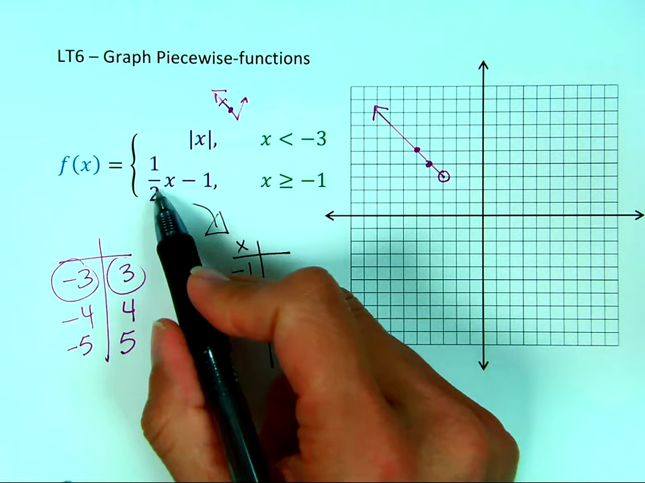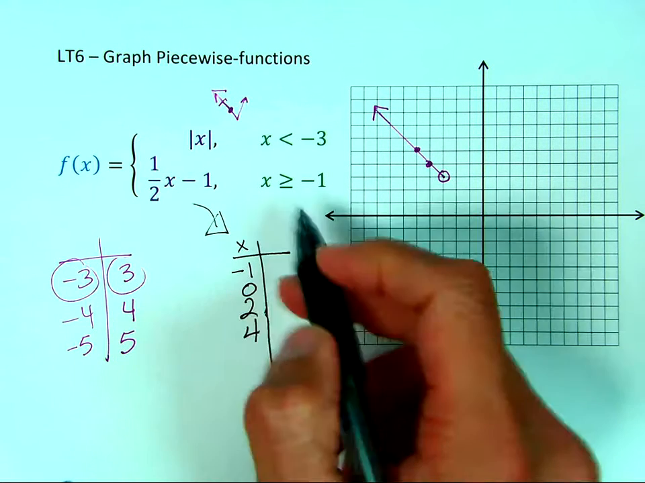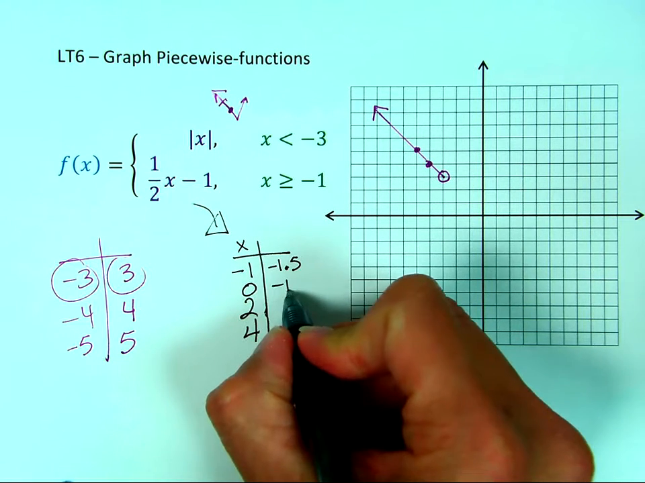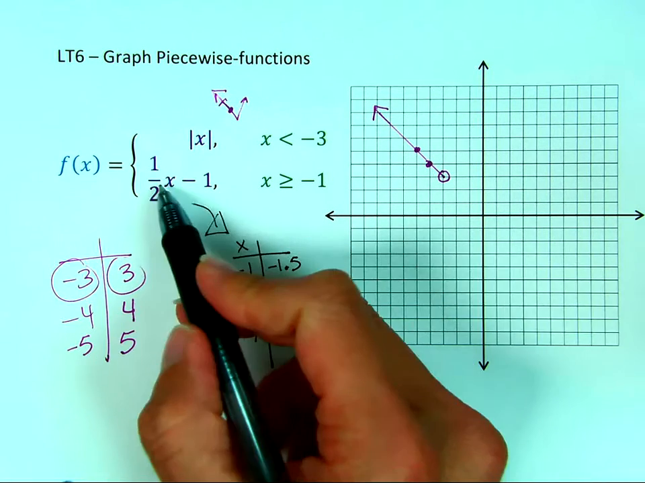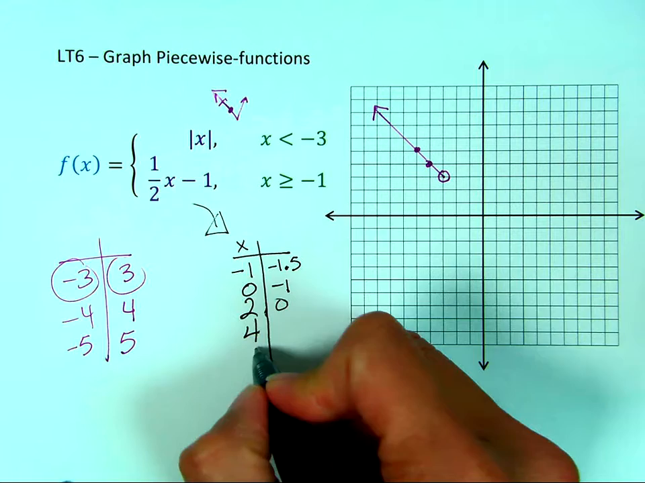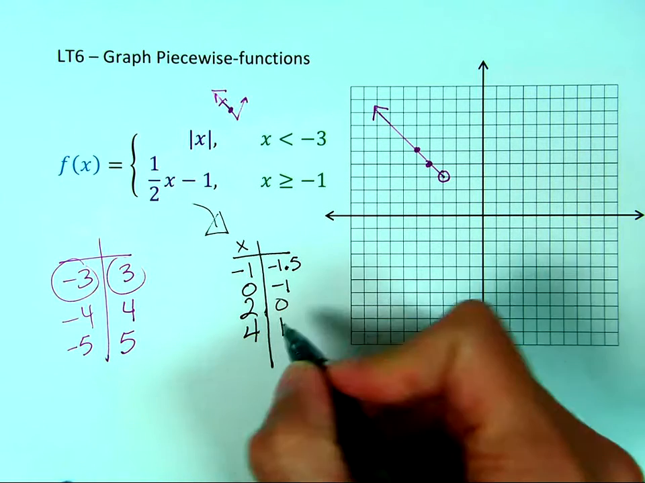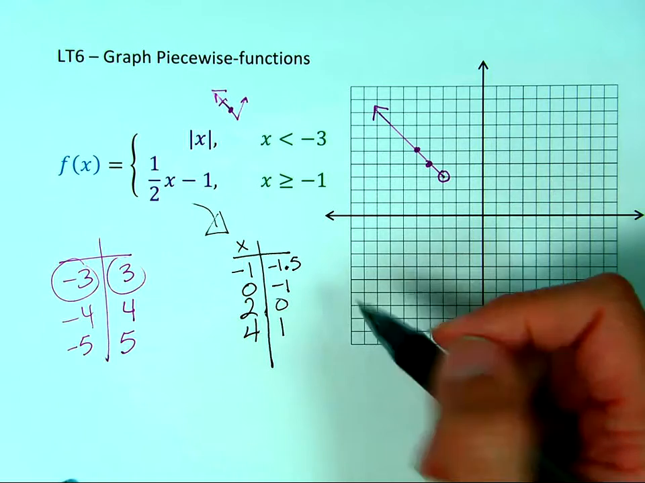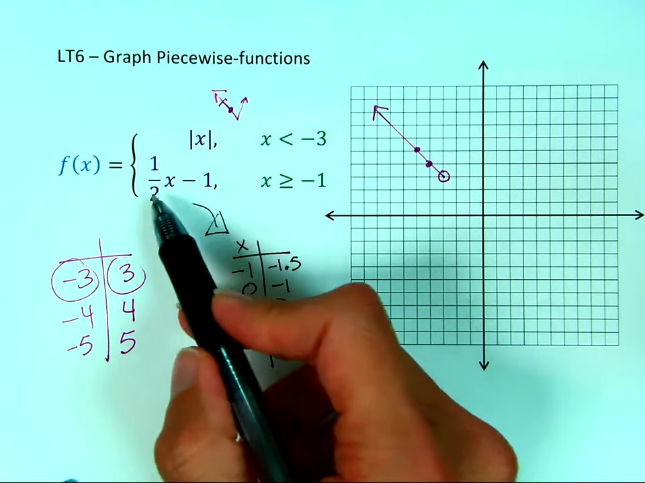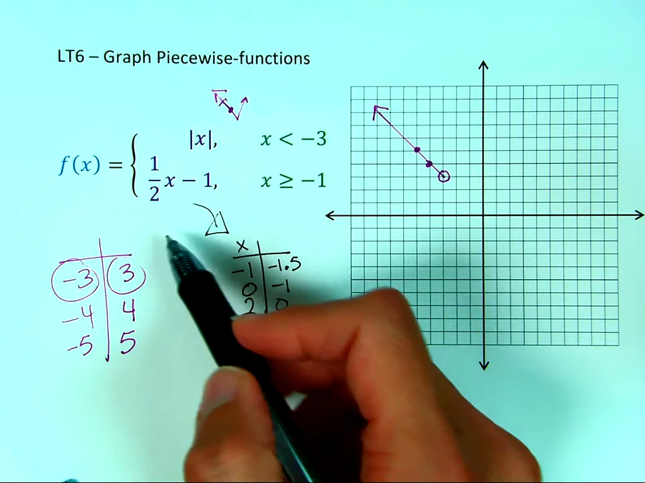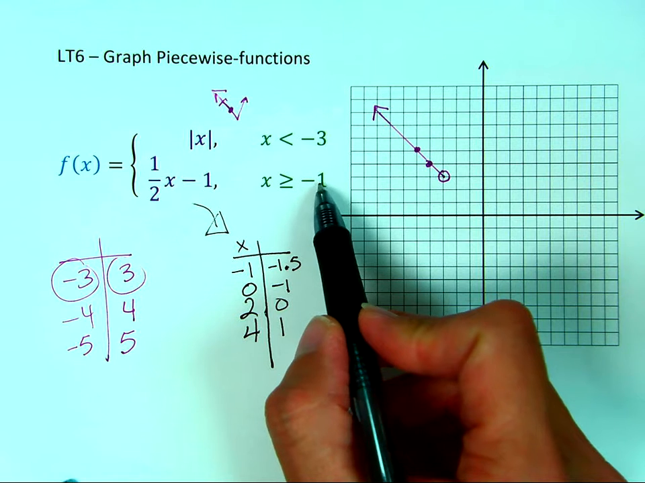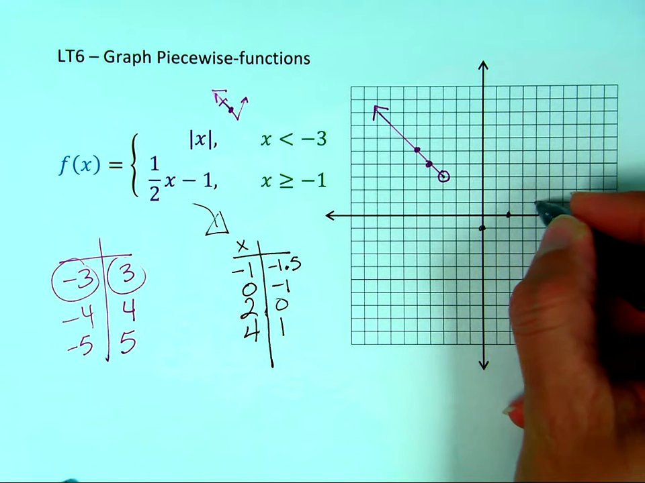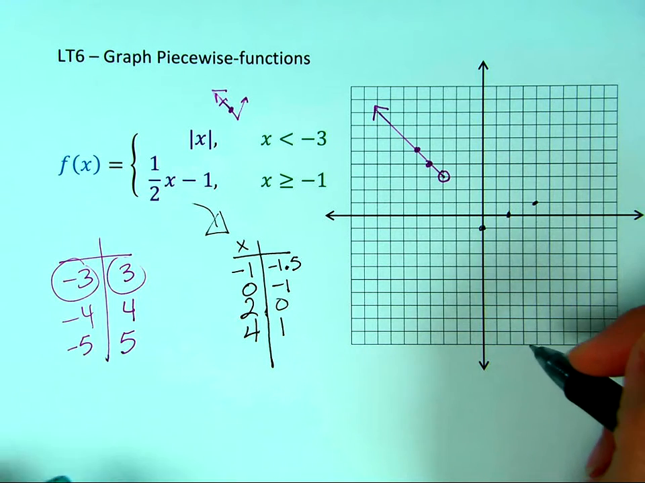So if I put a -1 in there, I get -1.5. If I put a 0 in, I get -1. If I put a 2 in, I get 1 minus 1. If I put a 4 in, I get 2 minus 1. So that's one way to do it. The other way to do it is to actually graph this using your slope and your y-intercept. So because this is a little bit left of 0, I can actually go -1 and then go up 1 over 2, up 1 over 2. I could graph it that way as well.